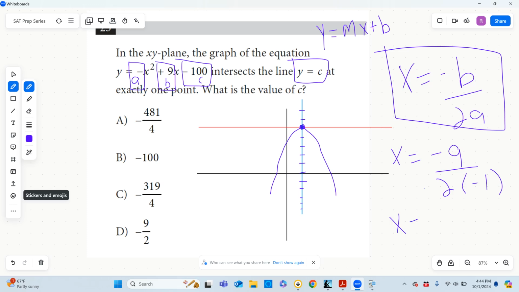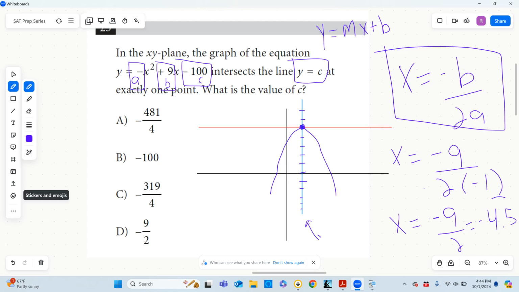So the x coordinate of my vertex is going to be negative 9 divided by 2. And I know that because the equation for this vertical line here is going to be x equals negative 9 divided by 2. Alright, so if all the x values on this vertical line are x equals negative 9 divided by 2, and the vertex falls on this vertical line, then the x value of my vertex is negative 9 over 2, which is the same as negative 4.5.